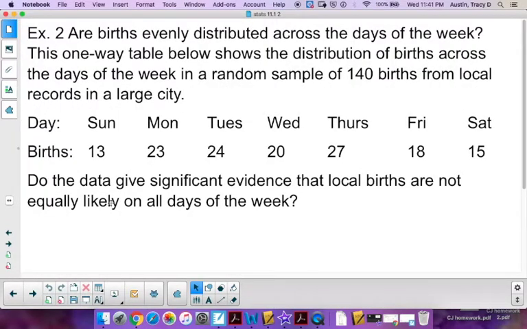Okay, so we're going to basically do our state and plan for the two examples that I have. Okay, so let's see what important information we have.